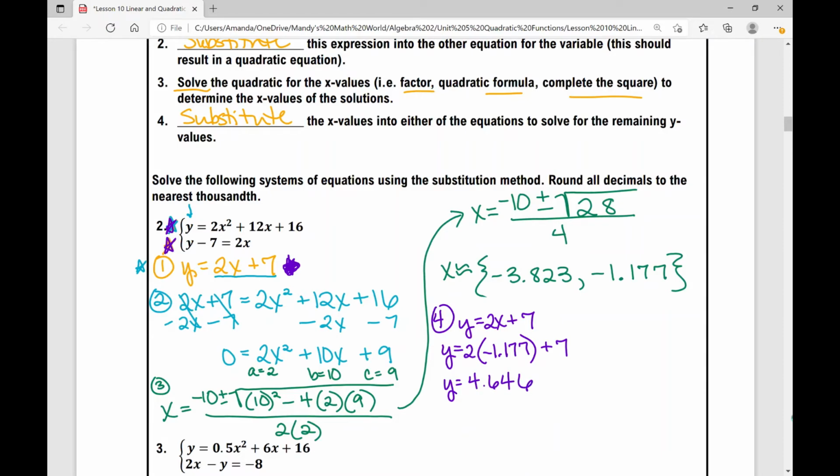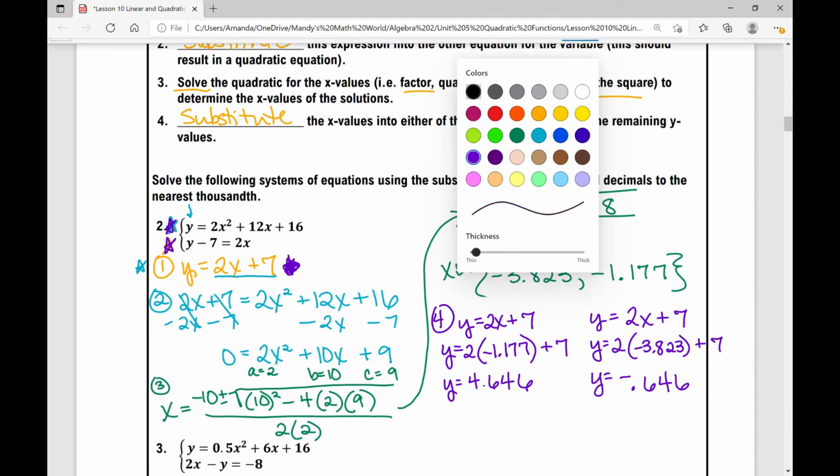y equals 4.646. And then I'm also going to do y equals 2x plus 7, and I'm going to substitute -3.823 in for x. And again, we'll do the same thing. I'm going to use my calculator and plug it in, and I'm going to get y equals -0.646. So I have the x values and the y values of the solutions.